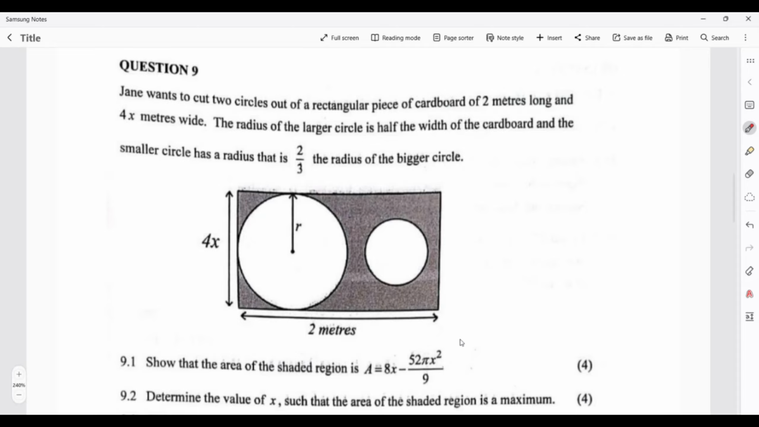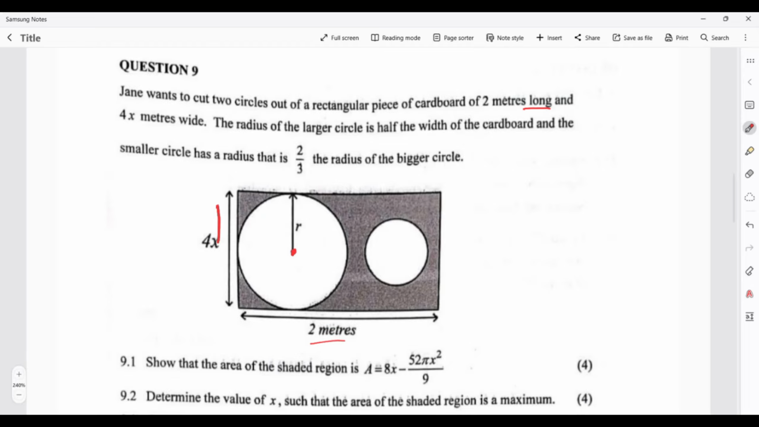So now, this type of question, I think this was in 2024. I don't know whether it was on the final or somewhere in some of the trials or June. I forgot about that. So now this question was saying Jane wants to cut the circle out of a rectangular piece of cardboard that is 2 meters long and 4x meters wide.